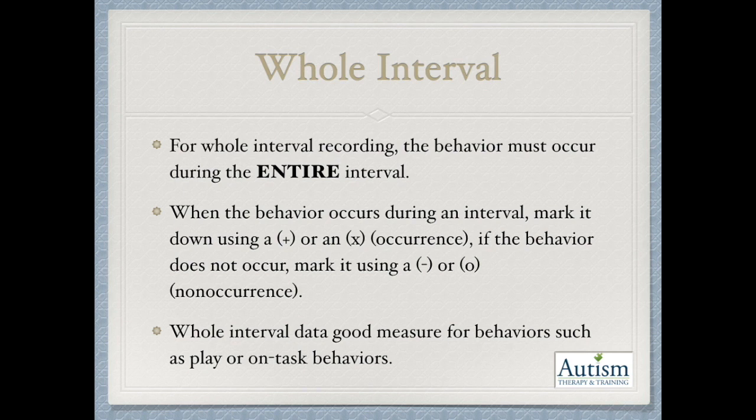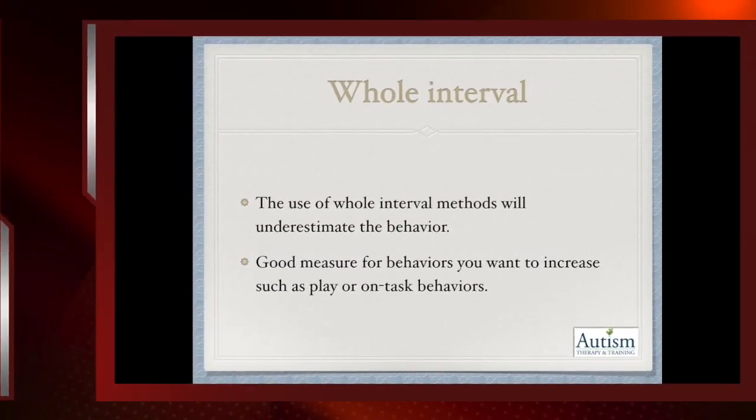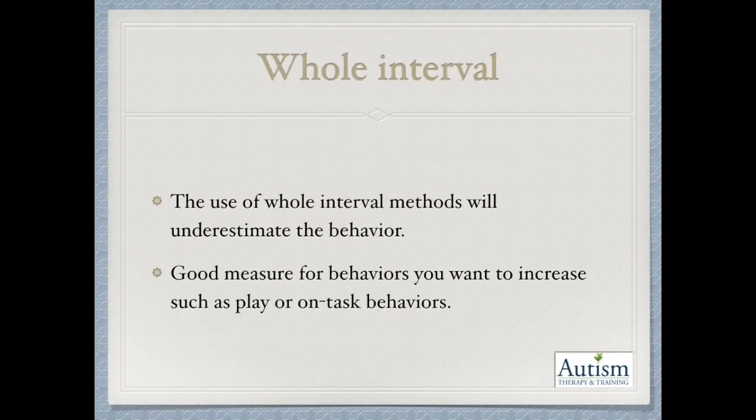Similar to partial interval recording, you would mark a plus or a minus if the behavior occurred or did not occur. Whole interval data is a good measure for behaviors you want to increase. The use of whole interval methods will underestimate the behavior because not all occurrences are accounted for, since they did not last the entire interval. Therefore, using it on behaviors such as play or on task would be good.